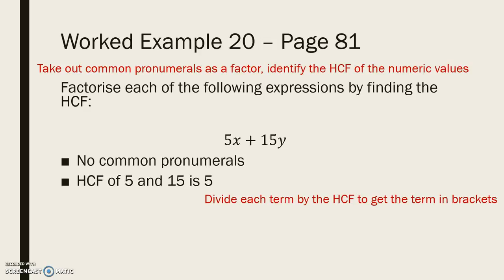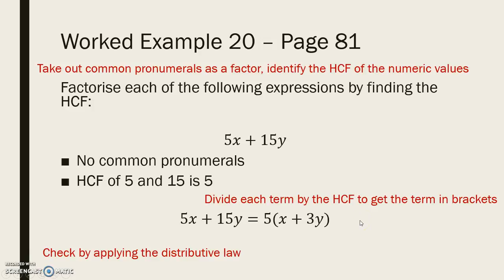So we divide each of those terms by 5, and we get 5x divided by 5 is x inside the bracket, 15 divided by 5 is 3, y stays in the bracket, because we didn't take any pronumerals out. So 5 outside of x plus 3y is the factorised version.